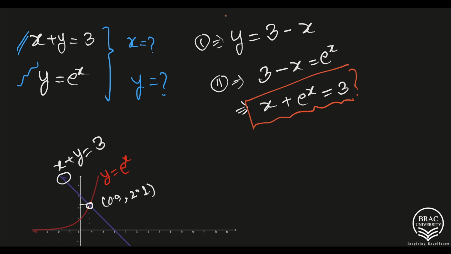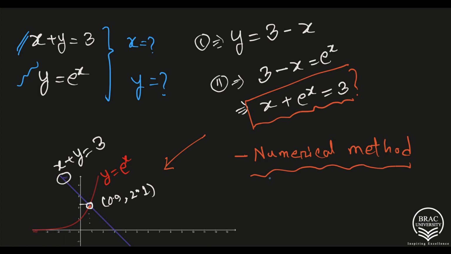There are two ways, actually, to solve these types of nonlinear equations. One is the graphical way: we plot the graphs of the equations and find the intersection point. Or there is another way, which we have already studied, the numerical method. But there is a problem with numerical or graphical methods. They are very slow, and they are very hard to solve by hand. We cannot solve them by hand.